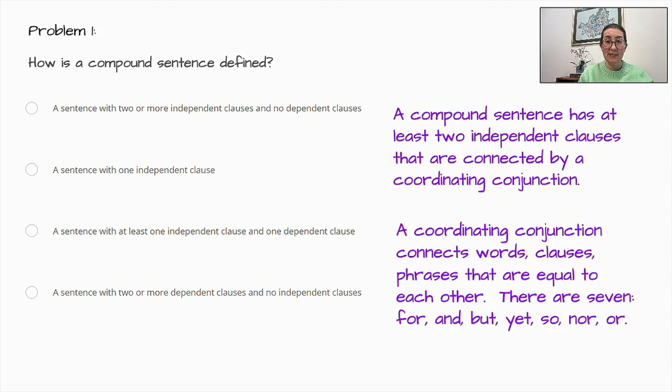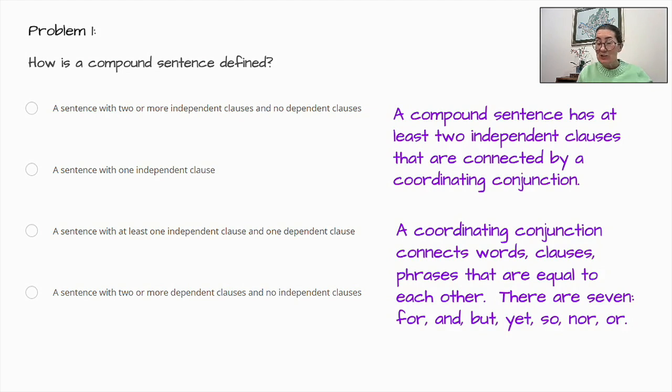What is a compound sentence? A compound sentence has at least two independent clauses that are connected by a coordinating conjunction. What is a coordinating conjunction? These are words that connect clauses and phrases. There are 7. For, and, but, yet, so, nor, or.